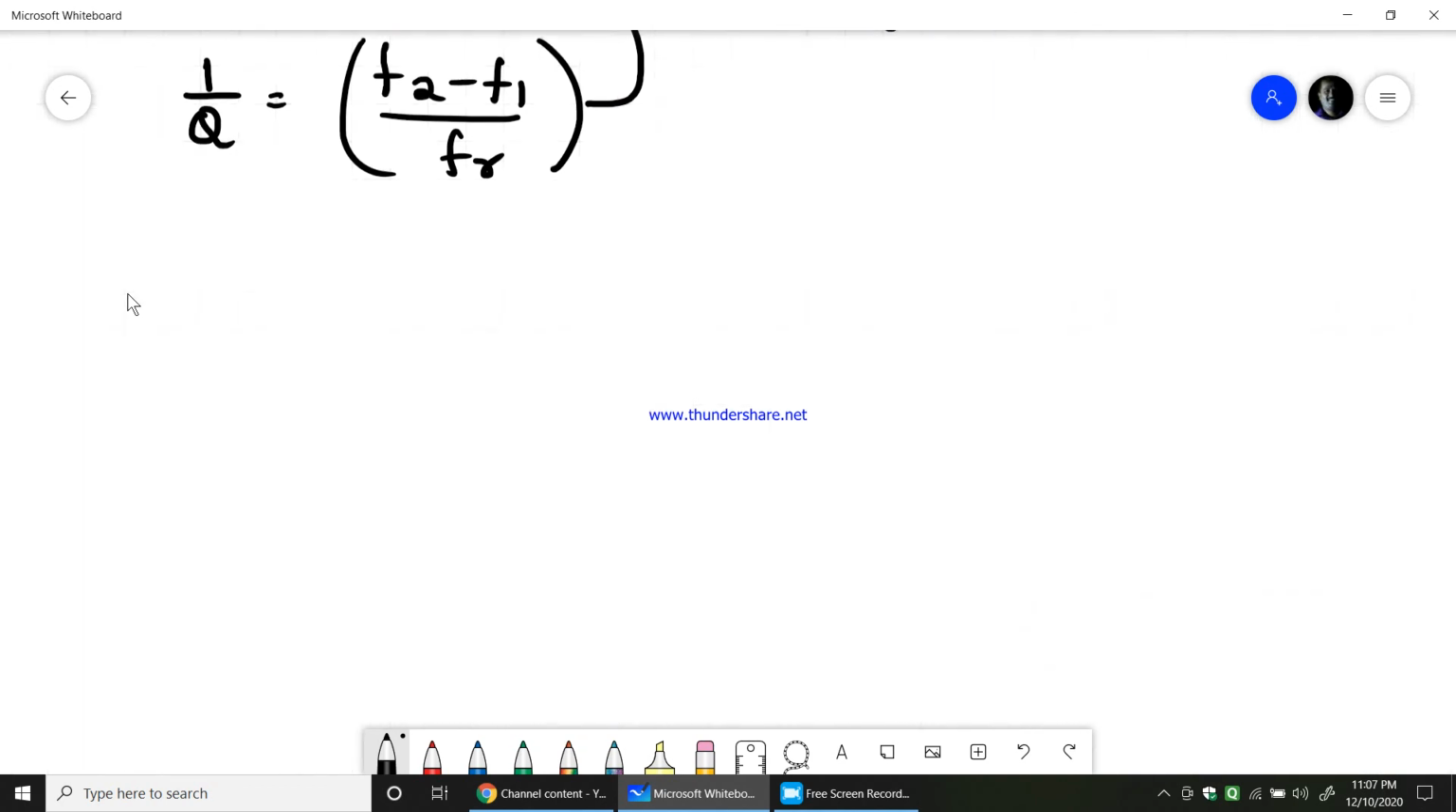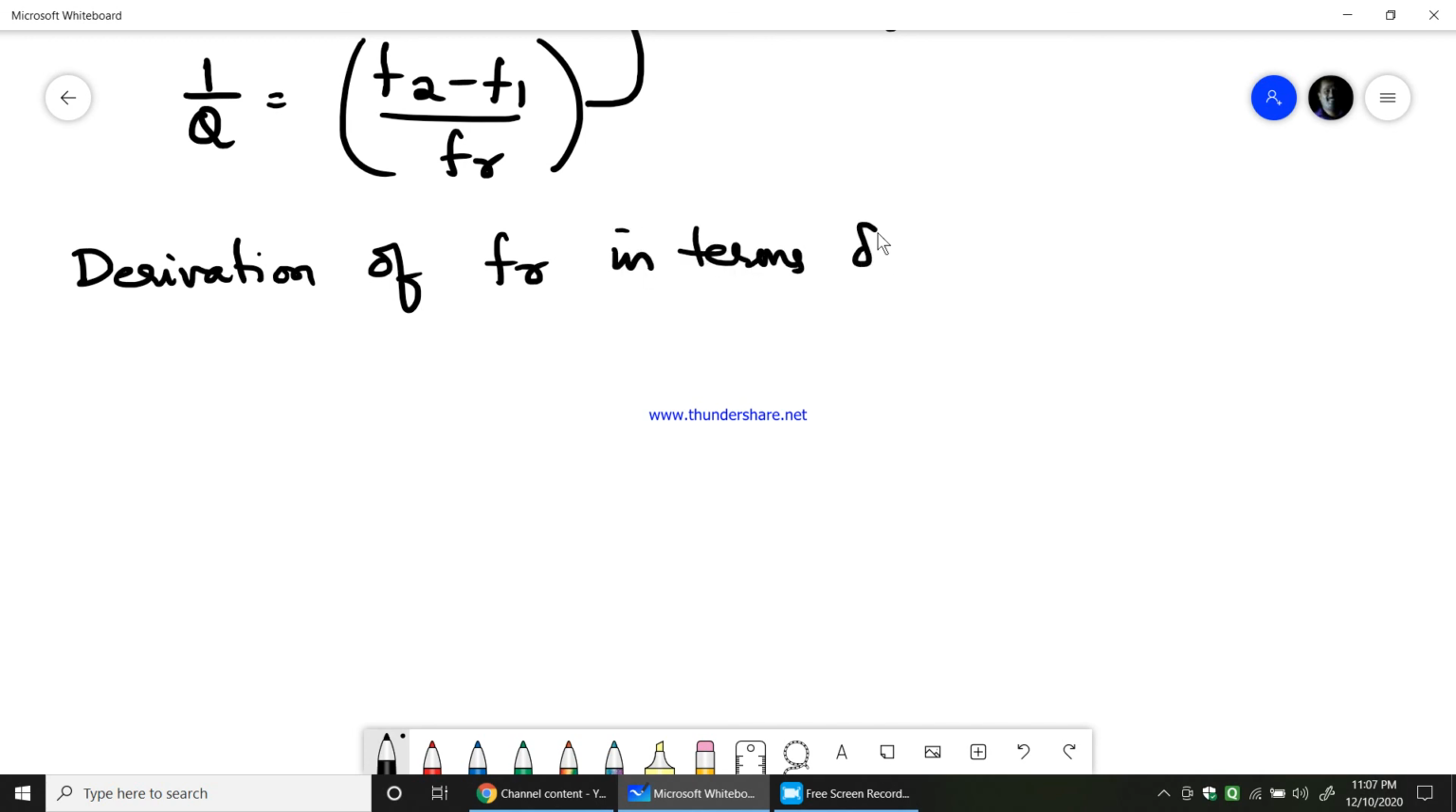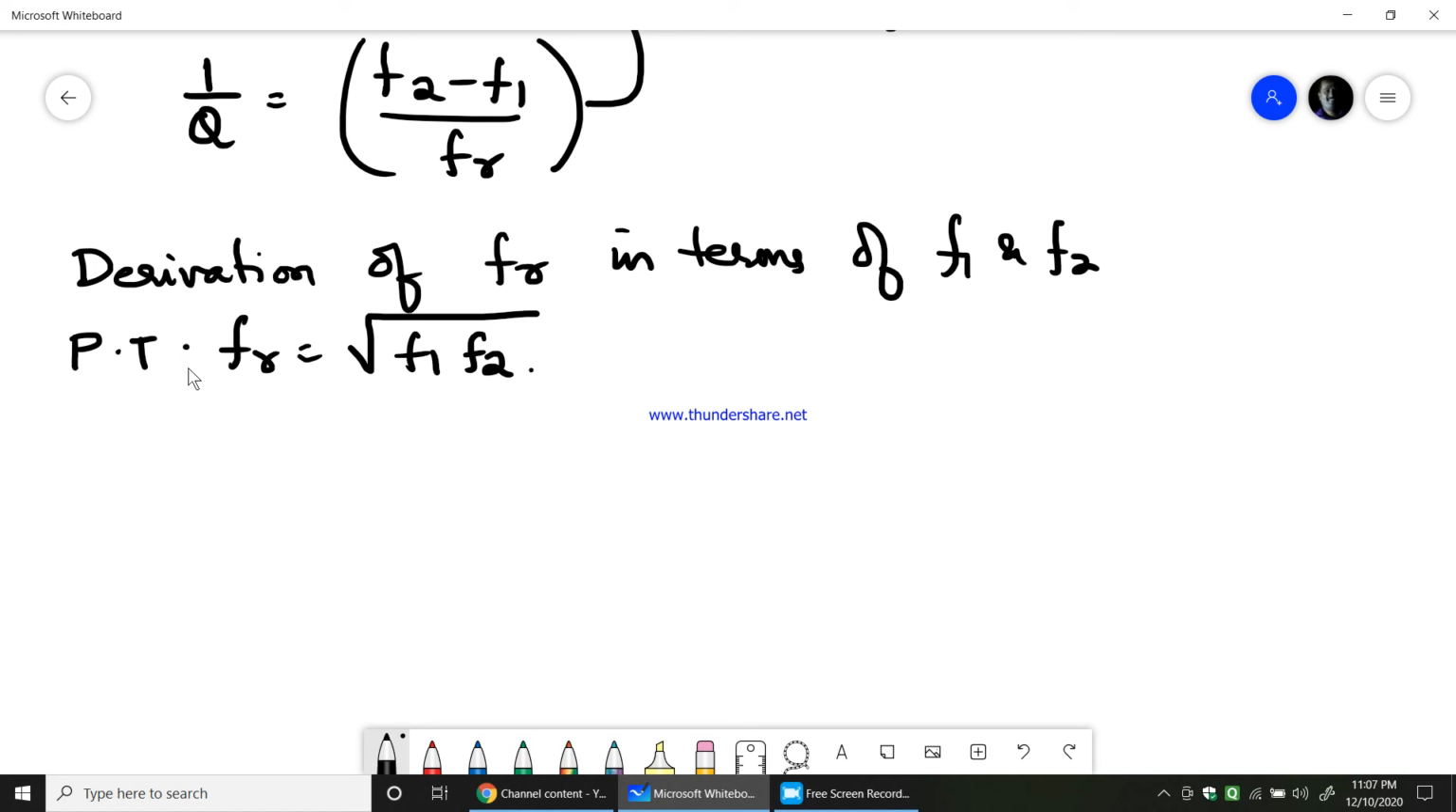Now let us derive the next equation: derivation of fr in terms of f1 and f2, or prove that the resonant frequency is equal to the geometric mean of the cutoff frequencies. The resonant frequency is the square root of f1 into f2. This is what we have to prove.